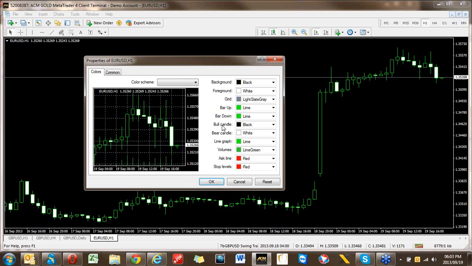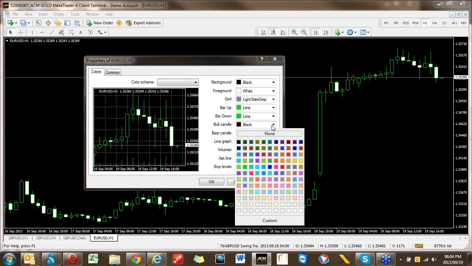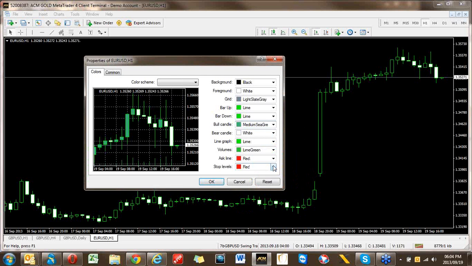All right. So now we go and we say, right, a bull candle goes up. There we go. Let's have a look at it. There's my bull candle. I can go and change the color if I so choose. Let's give it a medium sea green color, for example.